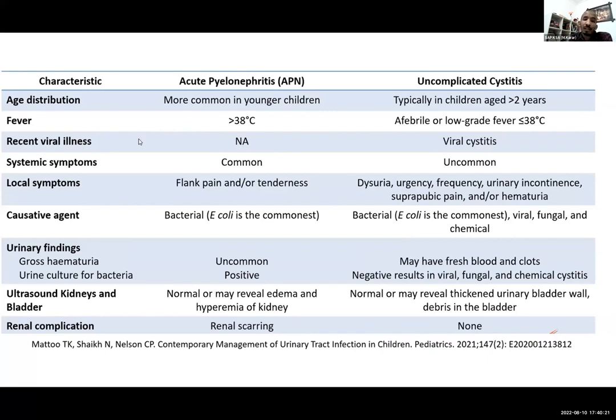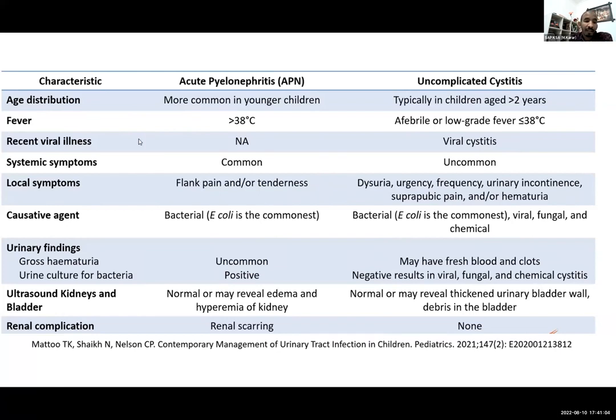Usually, the differentiation between acute pyelonephritis and uncomplicated cystitis depends on the symptoms. People with acute pyelonephritis are more toxic. They have high-grade fever, they cannot do their usual daily activities, and they will be bedridden at some point. They also have flank pain. Usually, the commonest organism involved is E. coli, while in cystitis you might have other organisms. You might have viral cystitis, fungal cystitis, chemical cystitis. You might have simple trauma that is also causing cystitis.